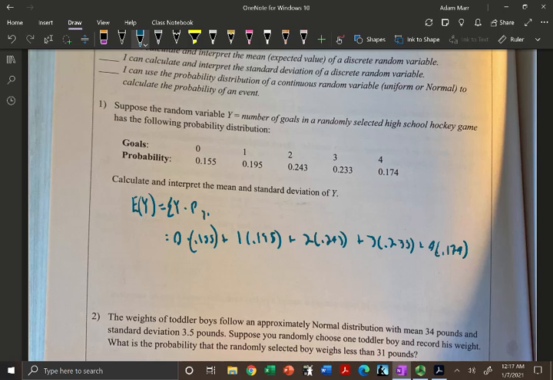Okay, so I'm going to actually enter this into the calculator. And remember, if you do this in the calculator, you would still start out with the expected value of y. And we're just going to do the first one, plus dot, dot, dot, plus, and the last one, 4 times 0.174. Awesome. All right. So let's just have the calculator figure the whole thing out for us.